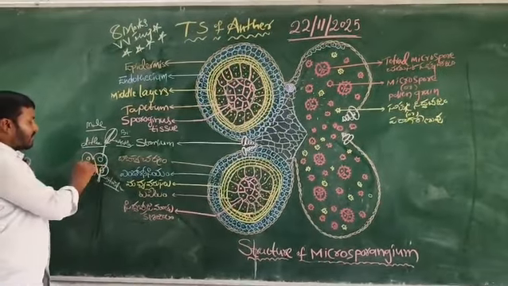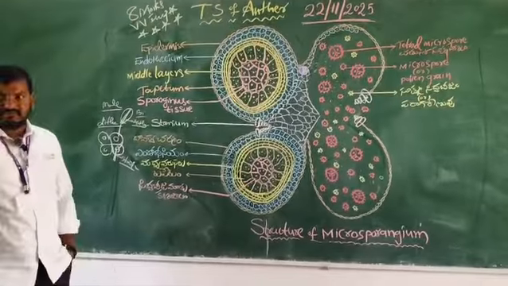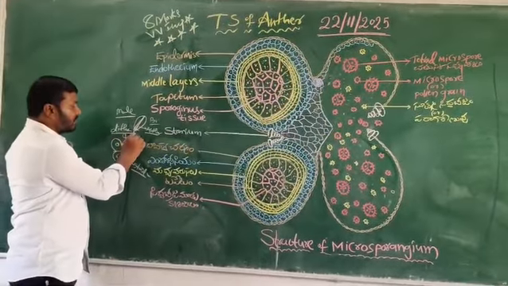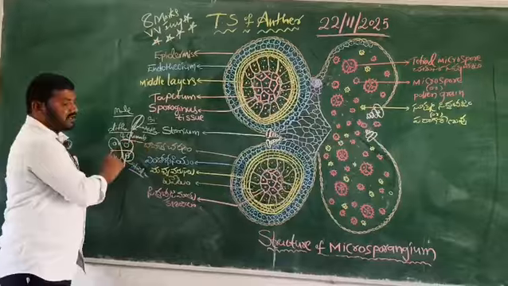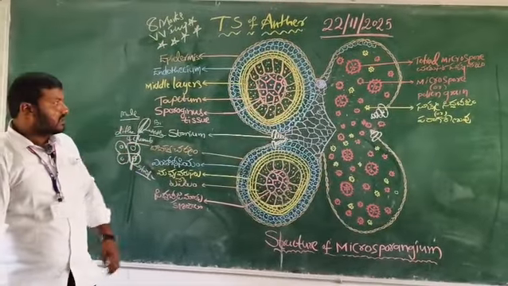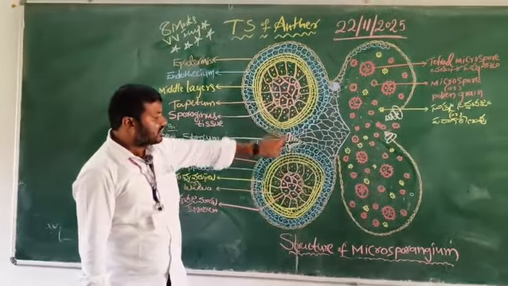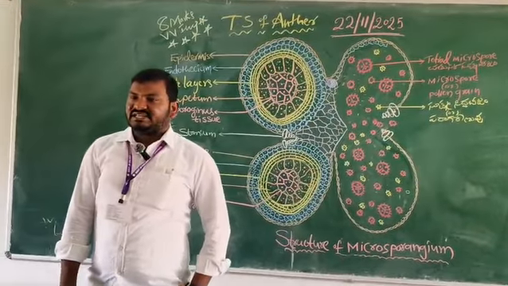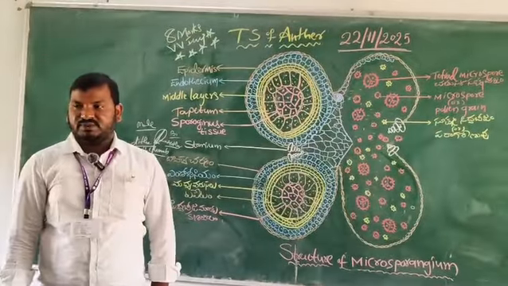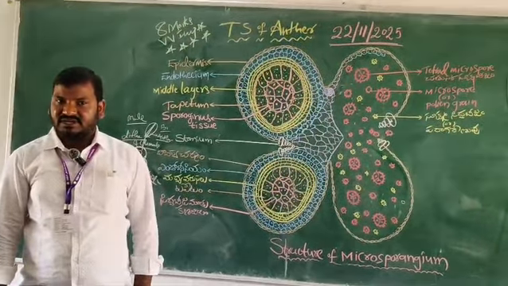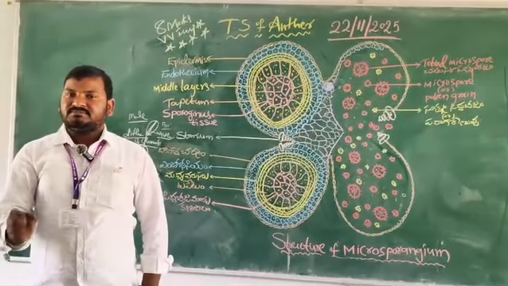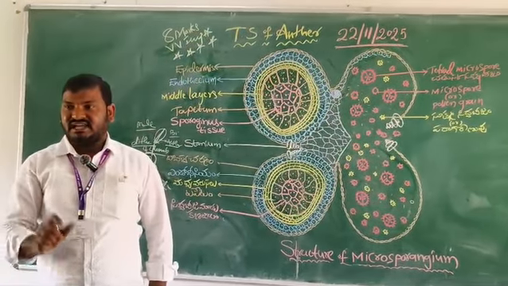When you observe a bilobed dithecous anther, it is present with four chambers: 1, 2, 3, 4. Every chamber is called a microsporangium, also called a spore sac or pollen sac.